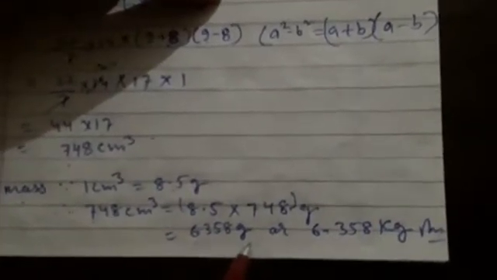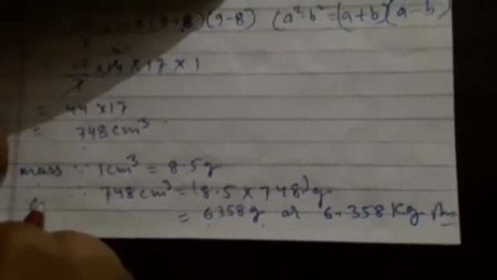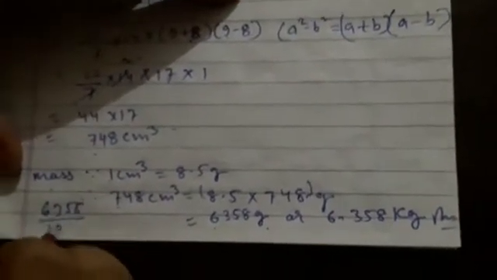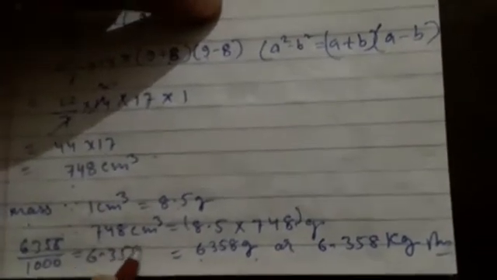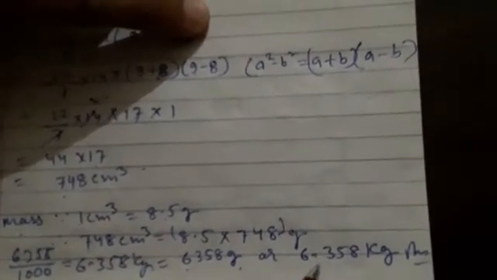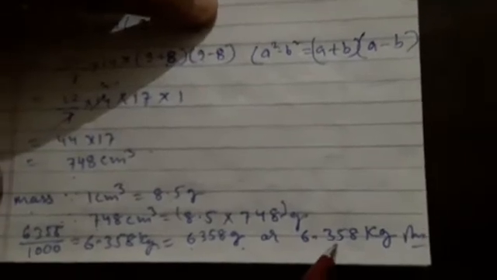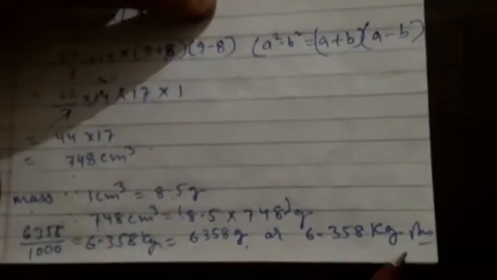When we divide this number by 1000, 6358 divided by 1000 is equal to 6.358 kilogram. So therefore our answer will be 6.358 kilogram. This is our answer.